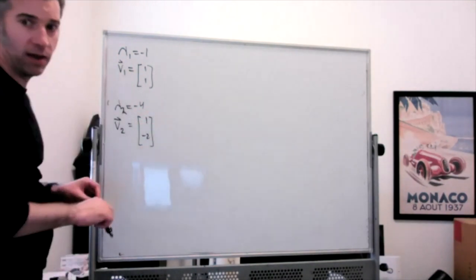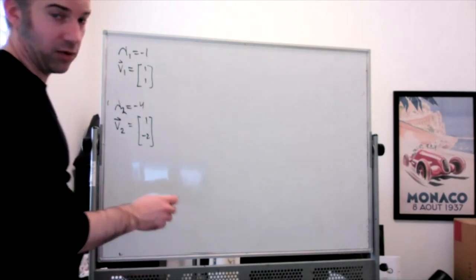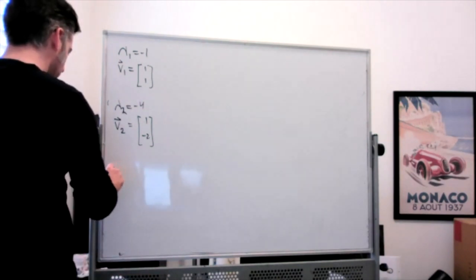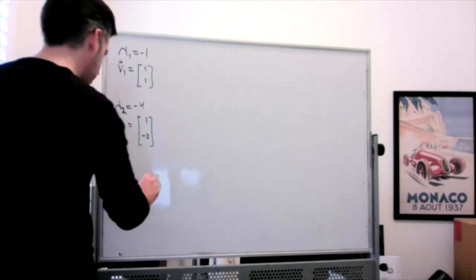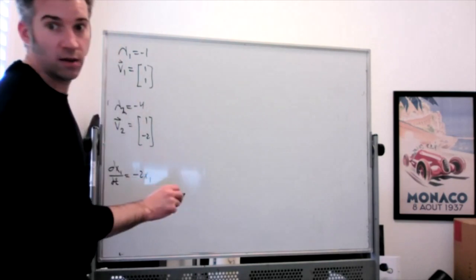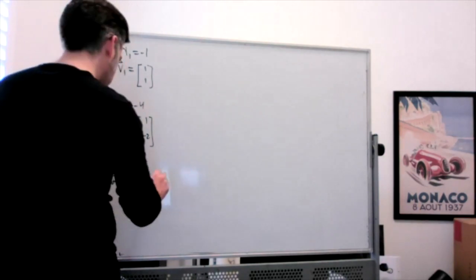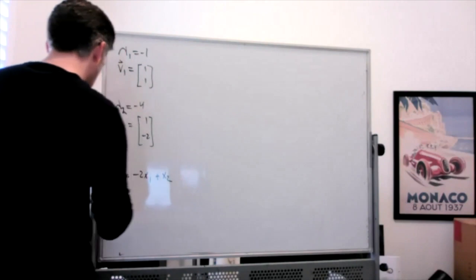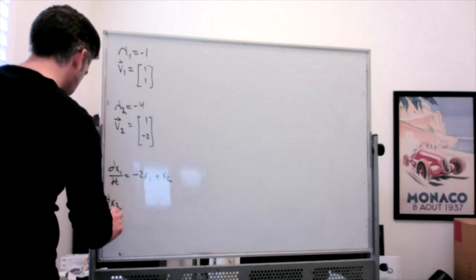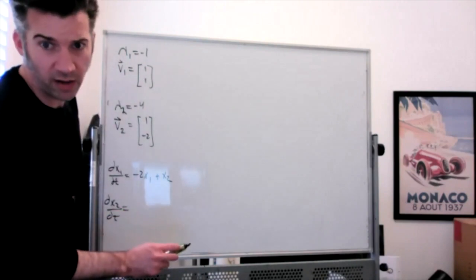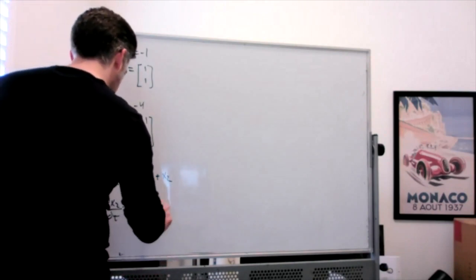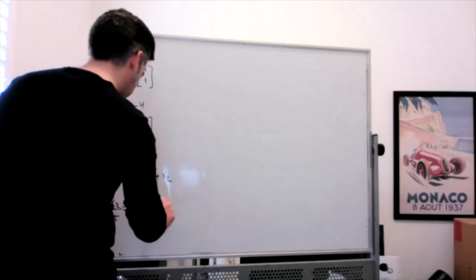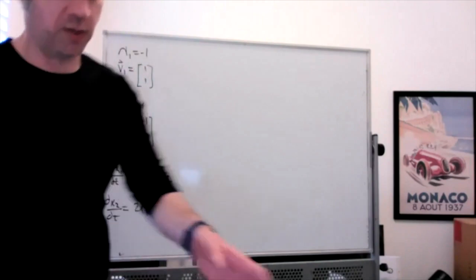Okay. And then our equations, just so you remember what they were: dx1/dt equal to negative 2x1 plus x2, and dx2/dt was equal to 2x1 minus 3x2. Okay. So that's what we're working with.